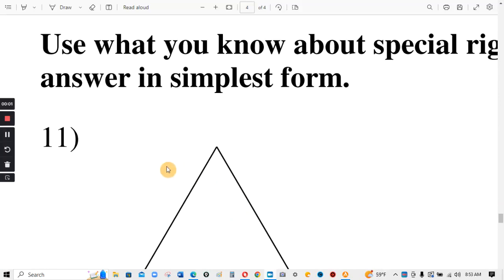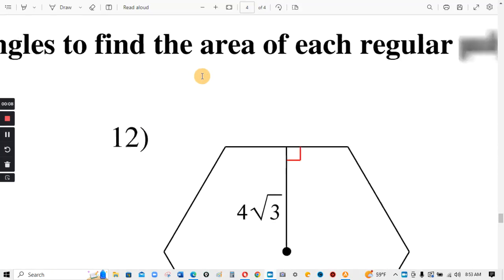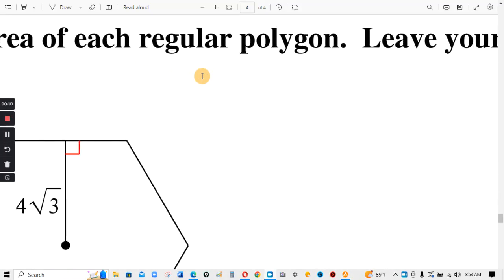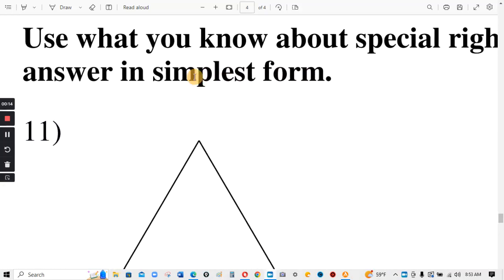Okay, moving on to the second half of the worksheet, starting with number 11. They want us to use what you know about special right triangles to find the area of each regular polygon. Leave your answer in simplest form. In other words, don't round.